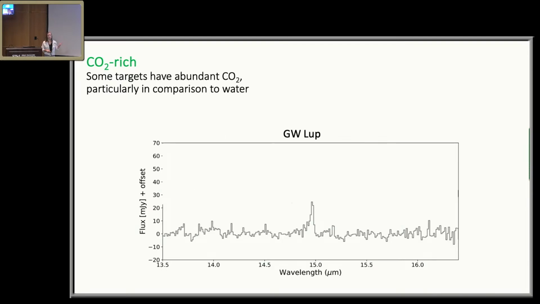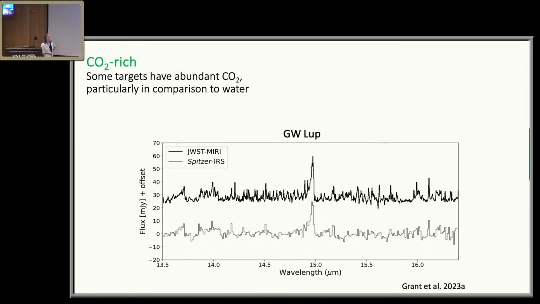And this is what we saw with Spitzer in this region, just to highlight where we've come from and where we're going. So here's the Spitzer data, and here's the JWST data in this region. You can see all of these features here, those are molecular features. Those are not noise. And in the Spitzer data, it was pretty hard to tell whether something was detected or not.